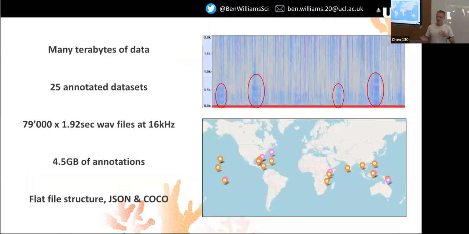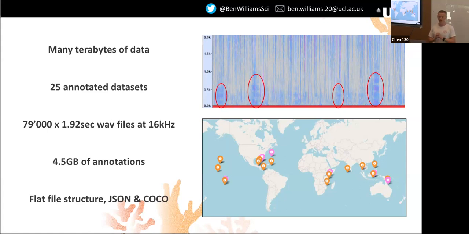I have access to many terabytes of coral reef recordings, but most of this is unannotated. I've got data from 25 different sites around the world, 80,000 recordings, about 2 seconds long. And I've tried to prep these in the right format. Summer school, I'm sure there'll be some teething issues.